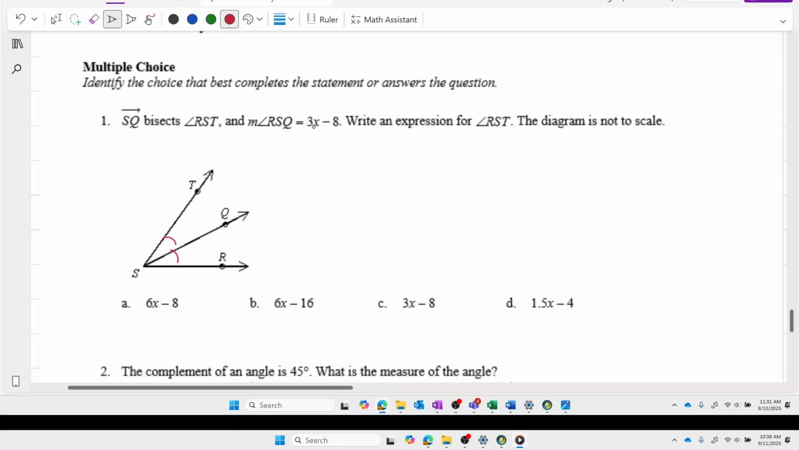The measure of RSQ is 3x minus 8. Write an expression for angle RST. Angle RST is this whole angle. If these two inside angles are congruent, and one of them is 3x minus 8, isn't the other one 3x minus 8 as well?